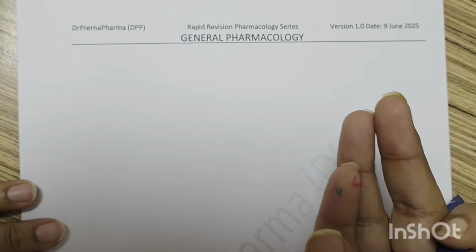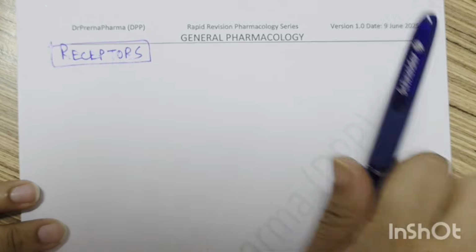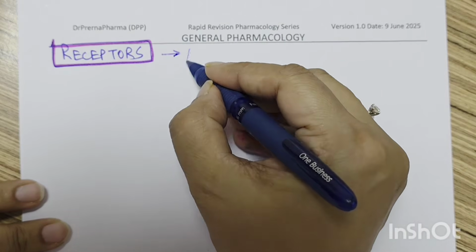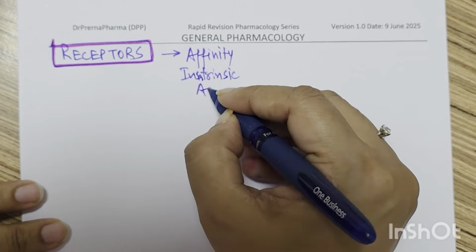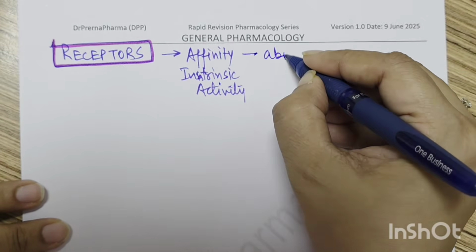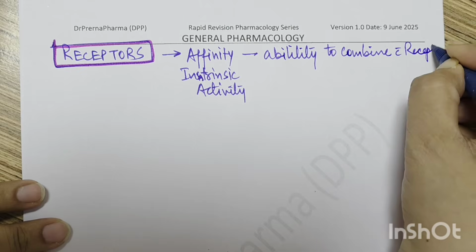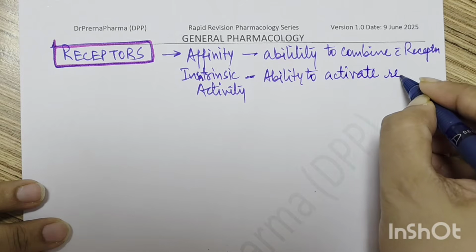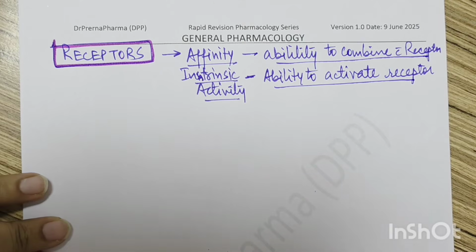Okay, so we have seen enzymes, ion channels, and transporters. Now the next category, and that is the most important category of mechanism of drug action, is receptors. Before we move on to receptors, you have to understand some definitions. First definition is affinity, and the second is intrinsic activity. Affinity is the ability of the drug to combine with the receptor, and intrinsic activity is the ability to activate that receptor.